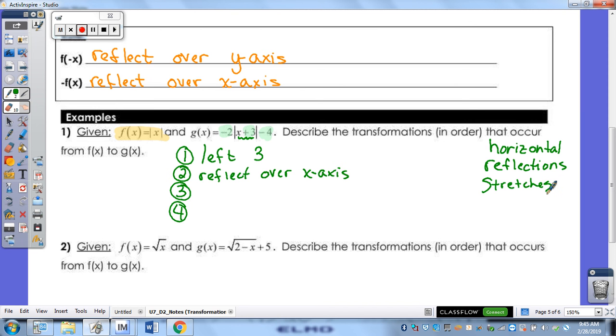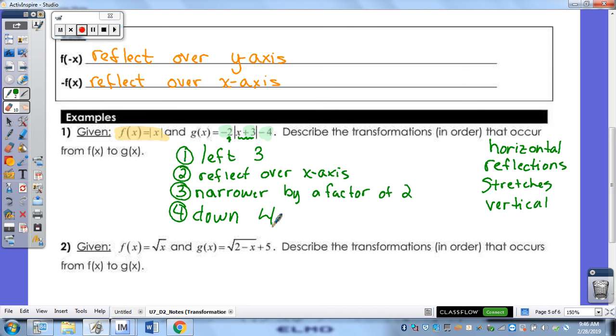So next are any stretches. So that's your numbers all the way out in front, which in this case is a 2. So we'll say this is narrower by a factor of 2, because you're multiplying it by 2. And the last one's vertical. So that's our number at the end, -4. Means it's going to go down 4.